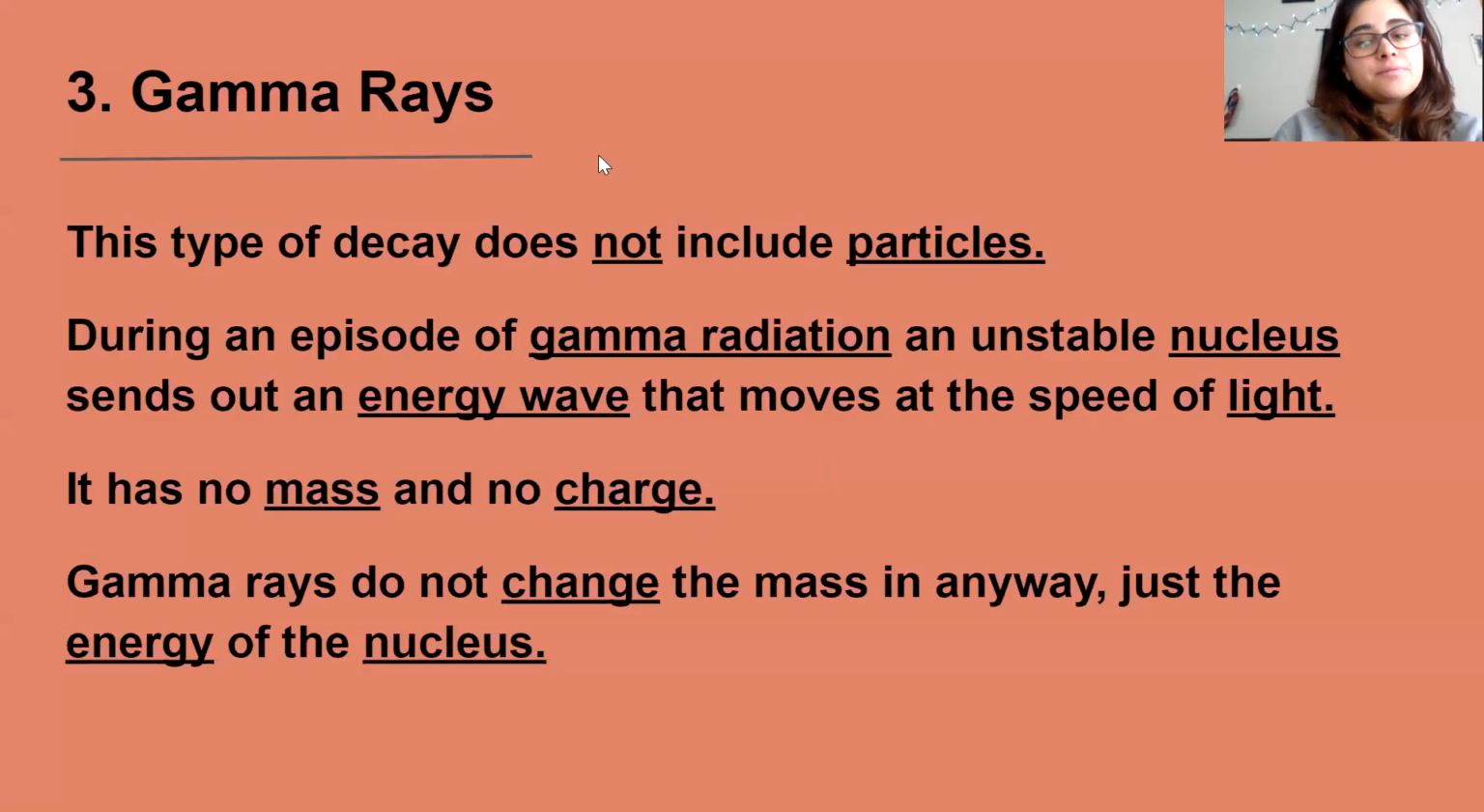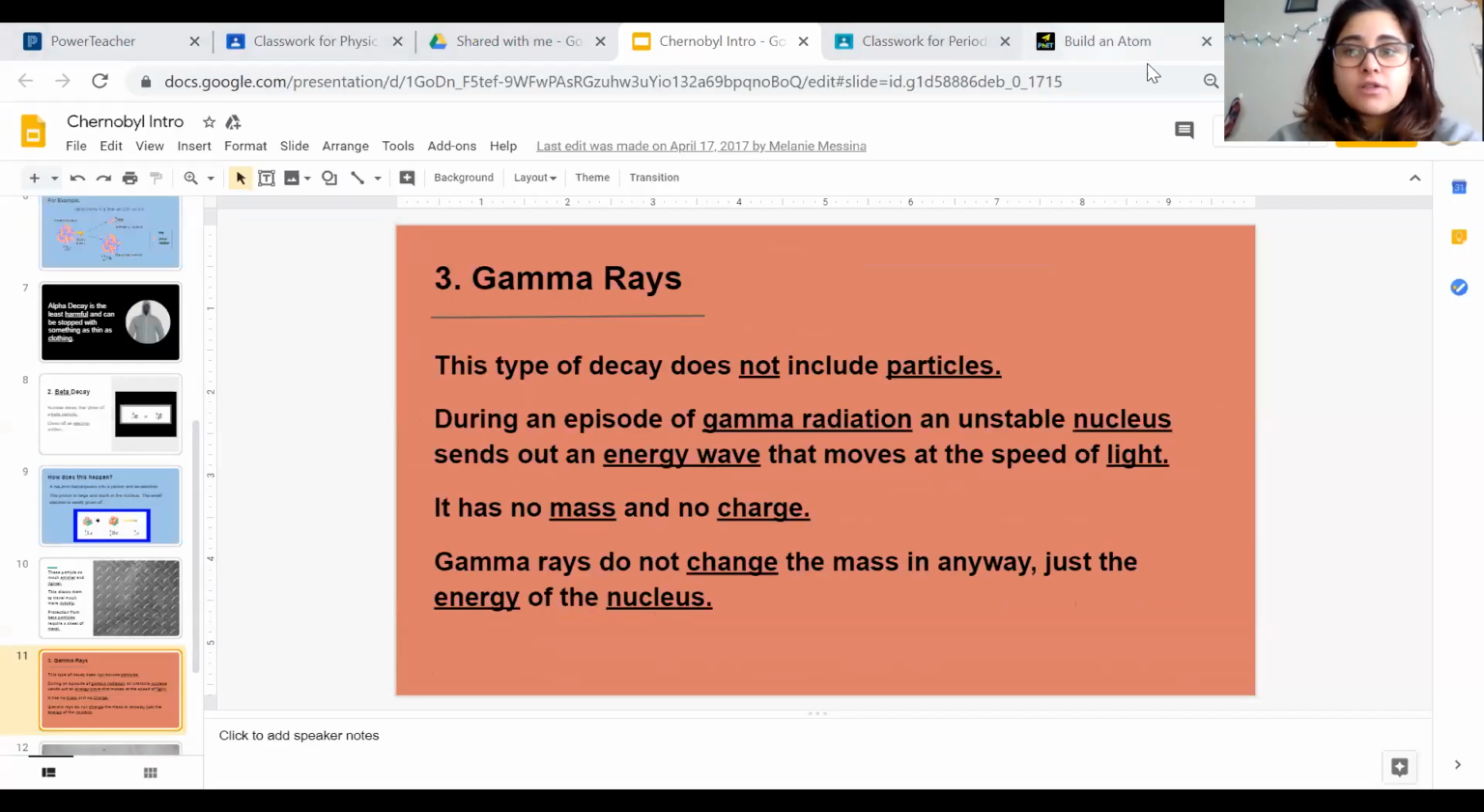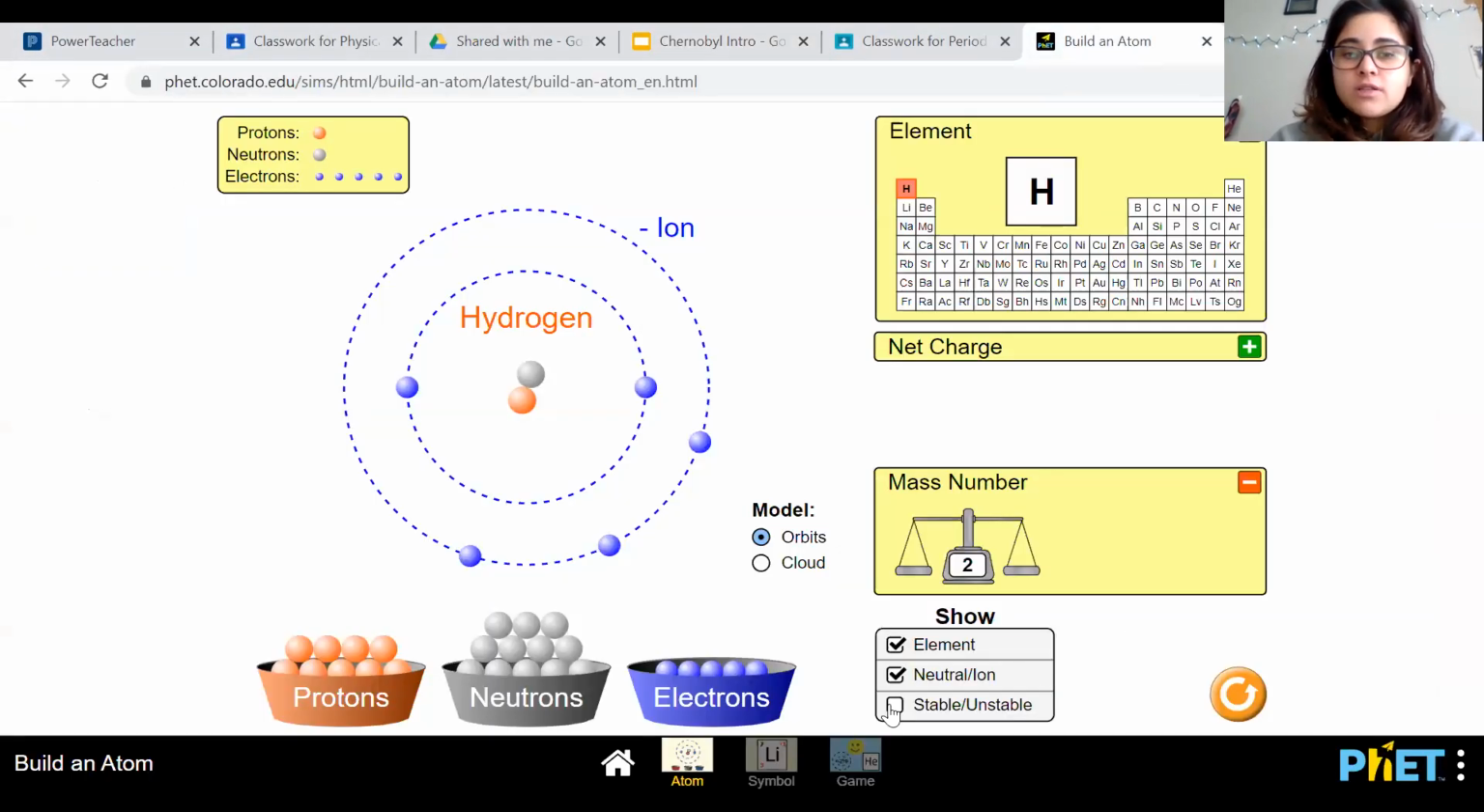Now, gamma. These are the very dangerous guys. This type of decay does not even include particles. In this case, there's so much instability. There's such a lack of stability, and if you remember that nucleus, let's go back here for a second. If I can show whether or not it's stable, if I keep adding these, see how it's shaking? It is shaking so much. It's not even going to break down. It's just going to give away this gigantic wave of energy.